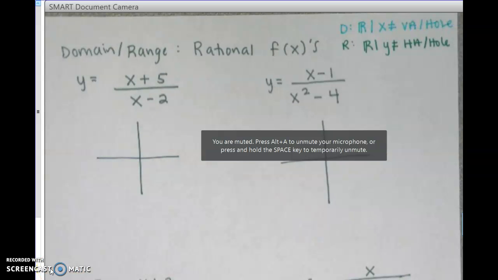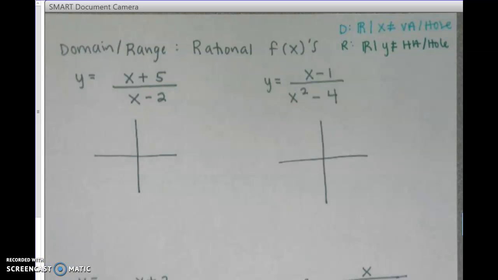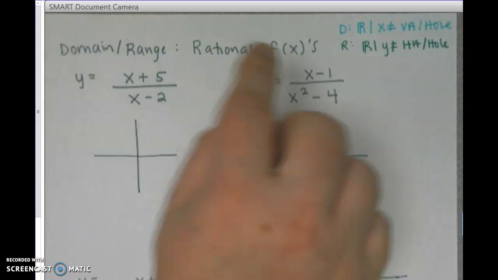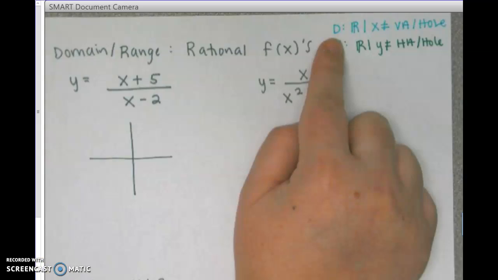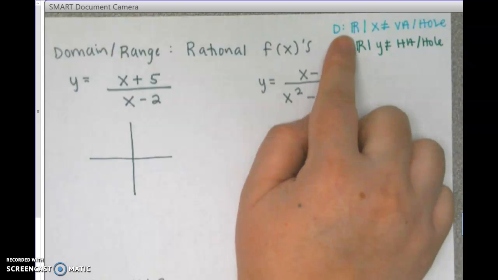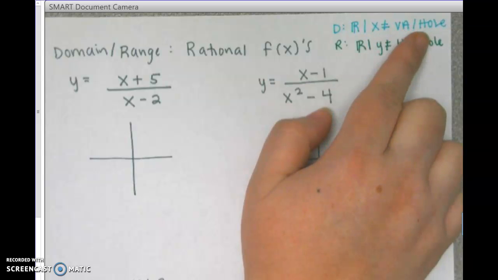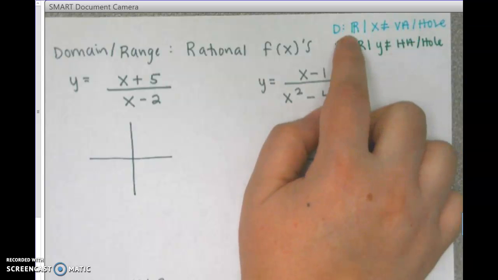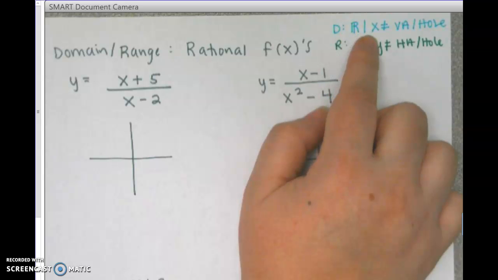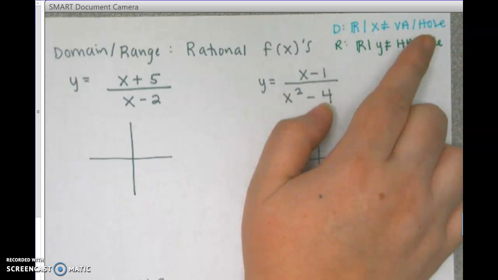Hi guys, this video is going to go over how to find the domain and range of rational functions. So the first thing to note is that the domain is the set of x values that we are allowed to use on the graph. So that's going to exclude the x values of the vertical asymptote and the hole. So basically we're going to be able to say all real numbers except for the vertical asymptote and hole.